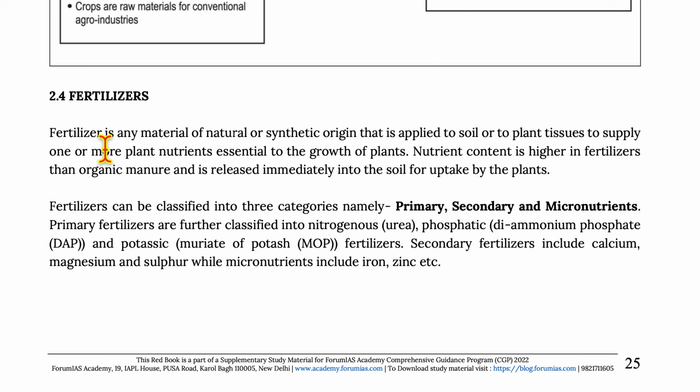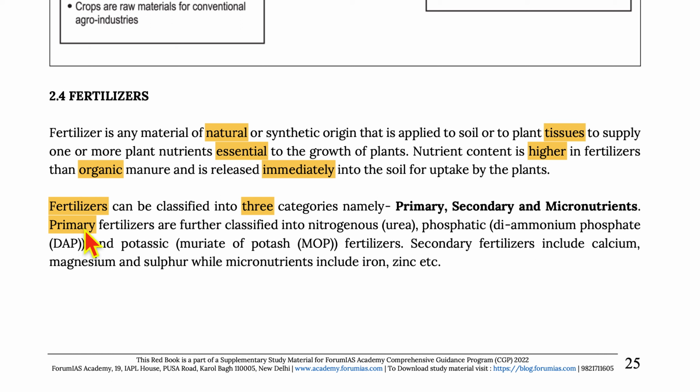Now moving on to fertilizer. Fertilizer is any material, of natural or synthetic origin, that is applied to soil or plant tissues to supply one or more plant nutrients essential to the growth of plants. Now, nutrient content is higher in fertilizers than organic manure and is released immediately into the soil for uptake by the plants. Fertilizers can be classified into three categories, namely primary, secondary, and micronutrients.